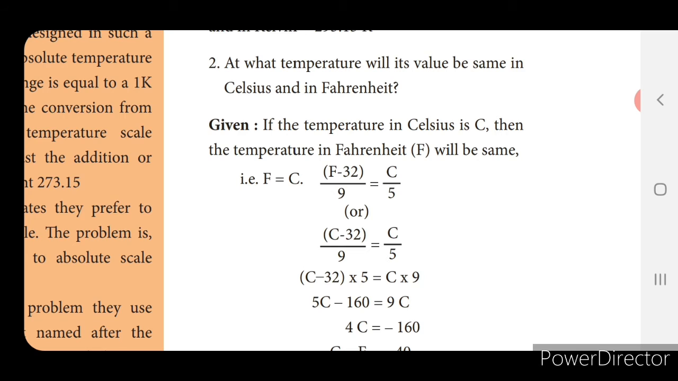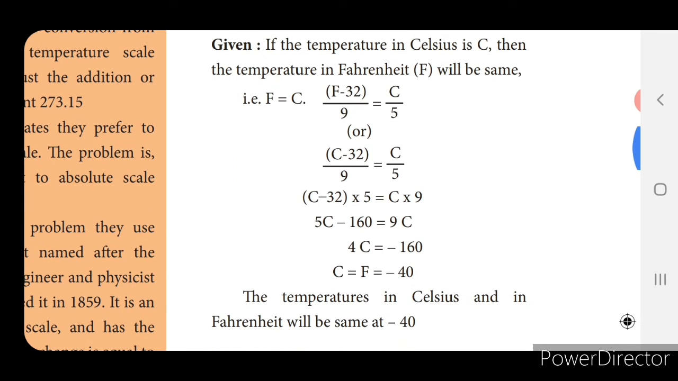Yes, is it understood? Then here you have to remove the bracket. So you have to multiply it by 5. 5C, 5 into C, 5C. 5 into 32 is 160. So 5C minus 160 is equal to 9C. So here this side, here you have to bring. So on the right hand side you are having 9C, on the left hand side you are having 5C. When it comes to the right hand side, it will be plus 5C will become minus 5C. So 9C minus 5C is 4C.